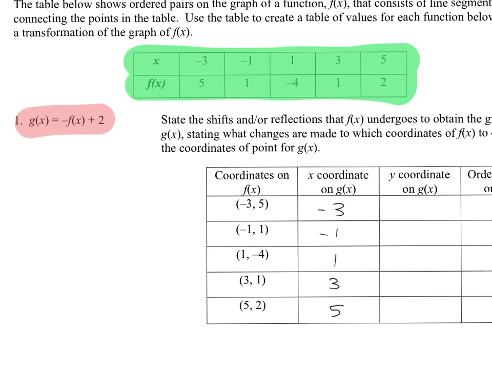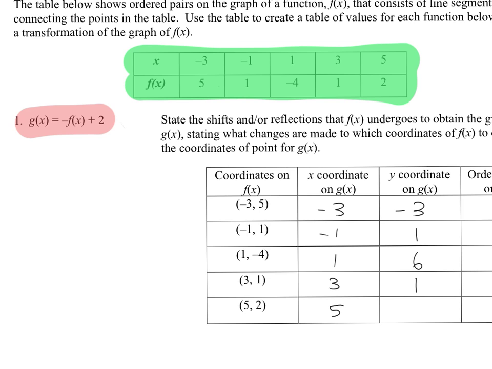Because this function doesn't do anything to the x values. It does, however, transform the y values. What is it doing to the y values? Negating them and adding 2. In what order should we do that? Negate first and then add 2. So we're going to take 5, negate it, and then add 2. So what do you get? -3. Okay, now let's take 1, negate it, and then add 2. 1. So you could fill that one down there again. Okay, -4, negate it, then add 2.